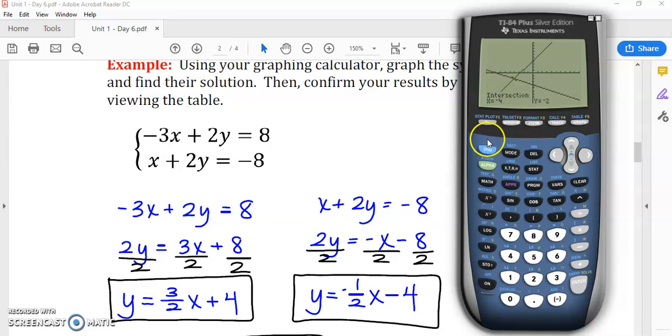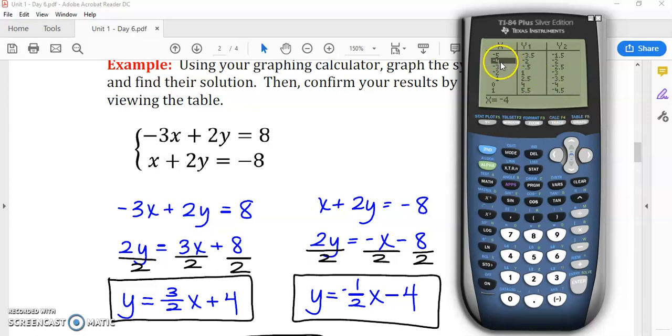Another option that we have at our disposal is we could take a look at the table. So if you look at the button graph, right above that in blue is table. So I'll hit second and go to table. This will give me an XY chart for both of my graphs, the Y1 and the Y2. And what I'm looking for is where do these y1 and y2s match? And I'm looking, hey, right here at negative 4 comma negative 2.